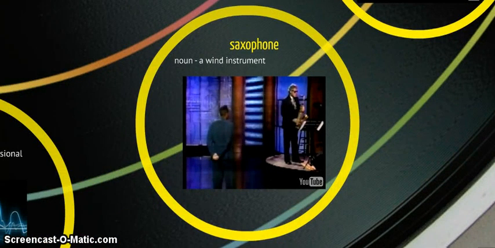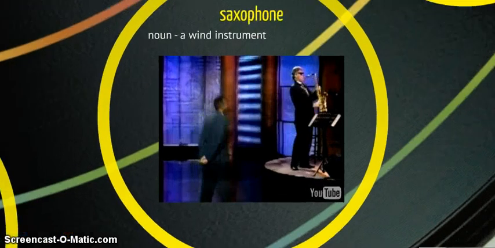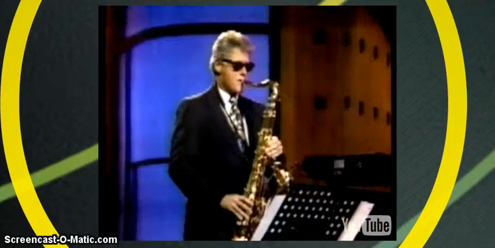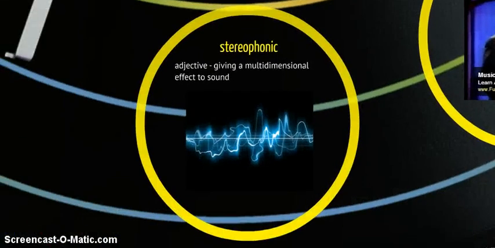All right. Saxophone is a noun. It's a wind instrument. Now, at first, sax is actually after Aldous Sax, the inventor of the instrument, and phon is sound, so sax is sound, kind of, is what it means, right? And then here we have President Clinton rocking out on his saxophone. Did you know that he could do that? Yeah. Okay.